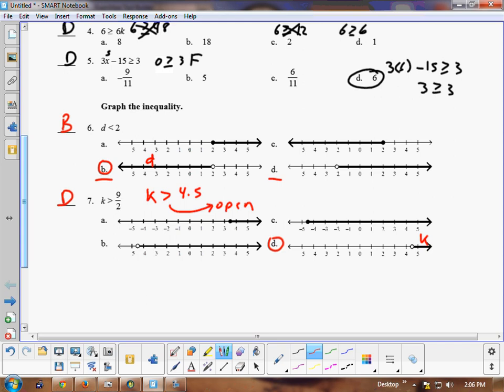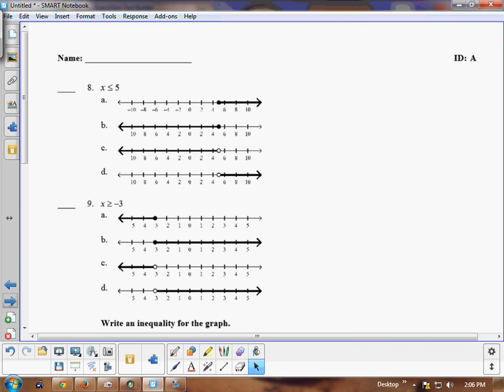Moving on to 8. X is less than or equal to 5. Now this is filled in, and X is on the left side. So that would be this one here. X is less than. It's on the left. It's less than 5, and it's filled in. So letter B.